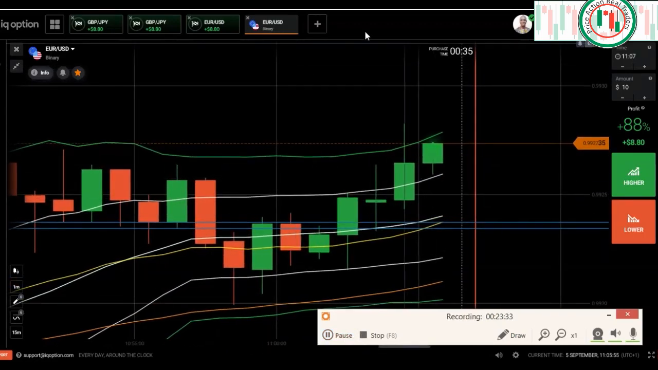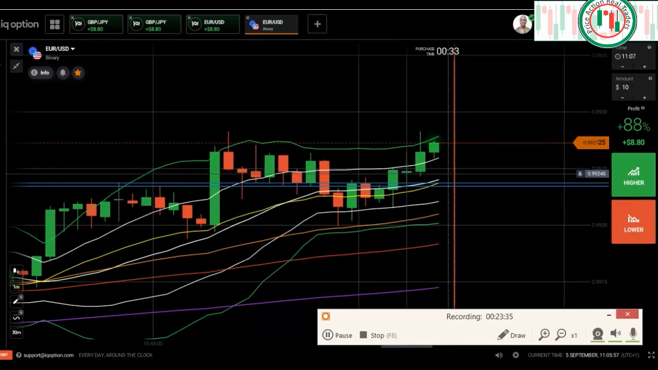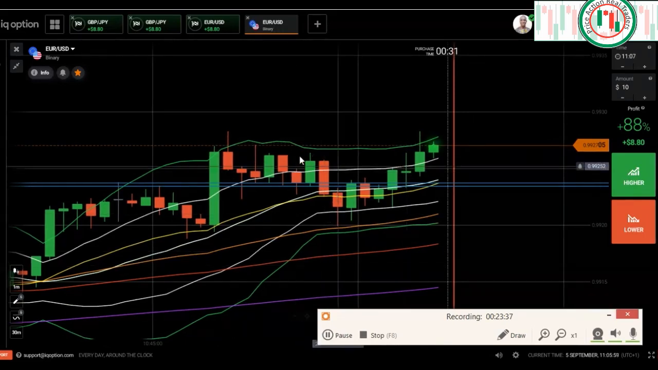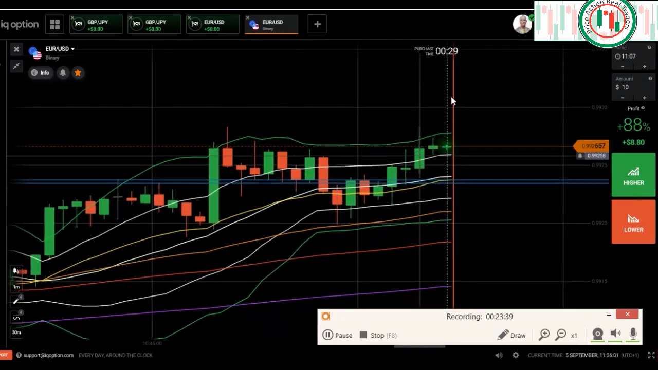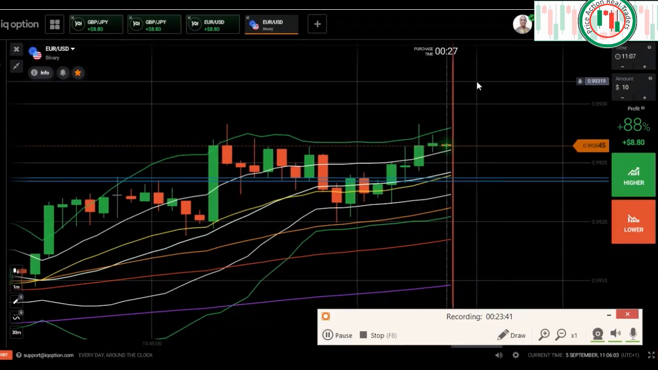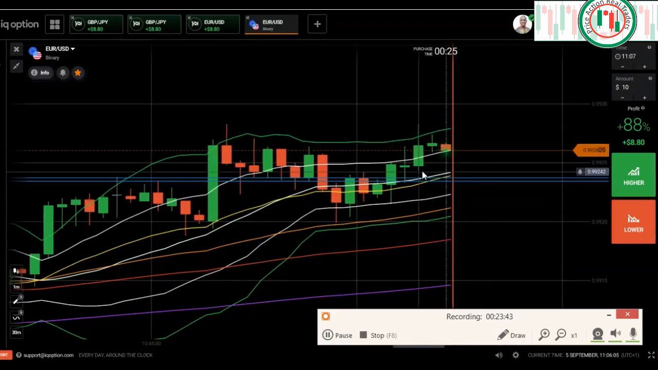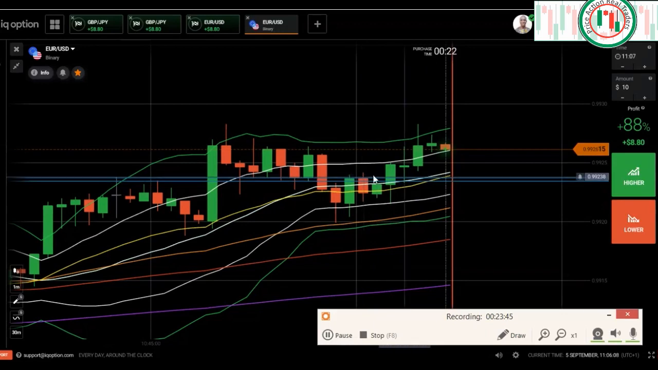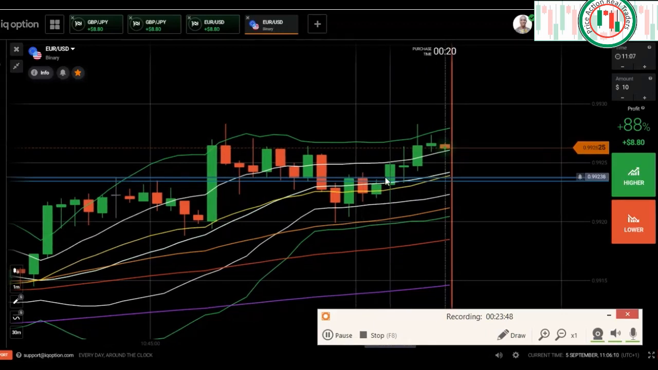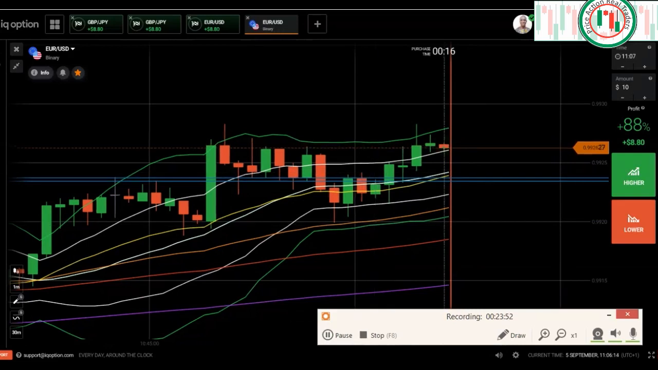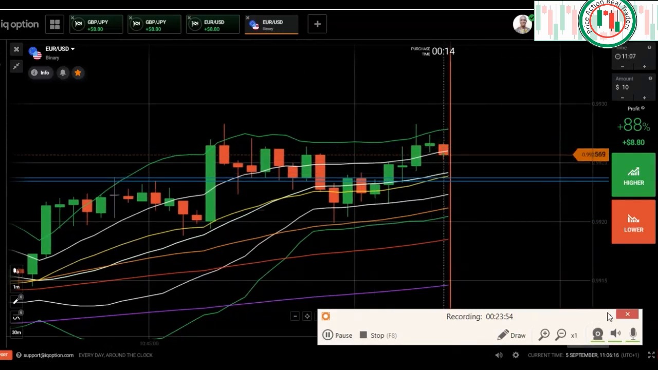Okay, let's go ahead. So you see here, as I was telling you, now if you see the Bollinger is breaking, it's pointing up, meaning the market is changing direction, but still here is your zone.